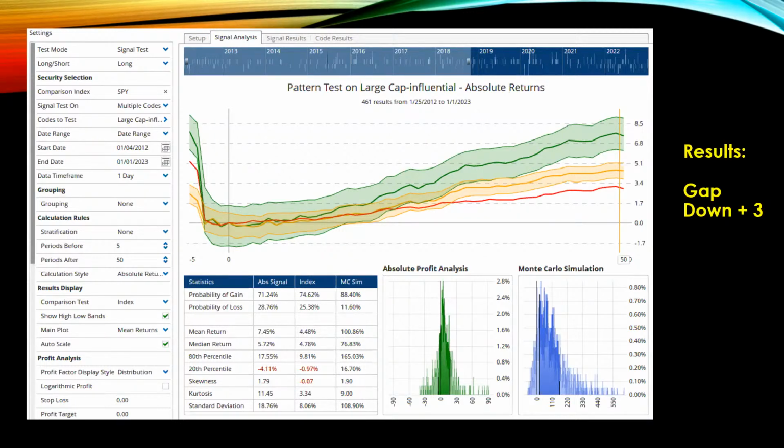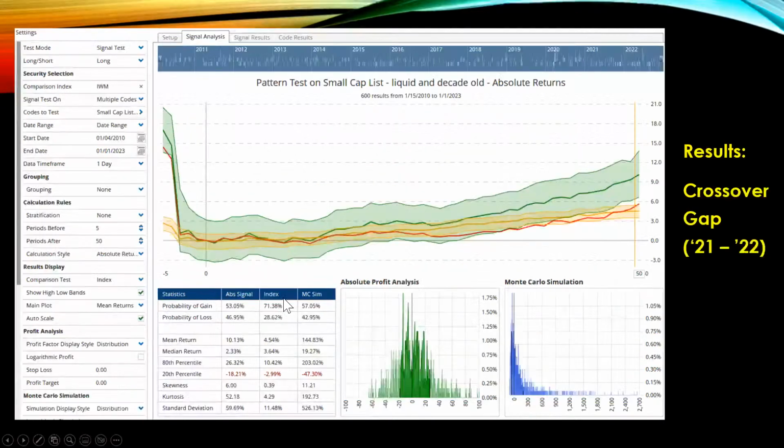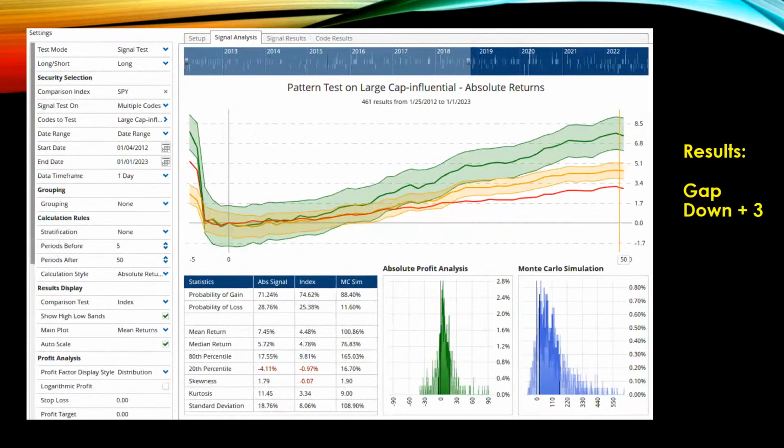Okay. What you see here is there is a bona fide edge. You're looking at this sort of thing and you're thinking, there's no stop losses here, so I just want to win more than 50%. And we do. We end up winning down here. Probability of gain is 71.24. And sorry, I accidentally went forward on that slide.